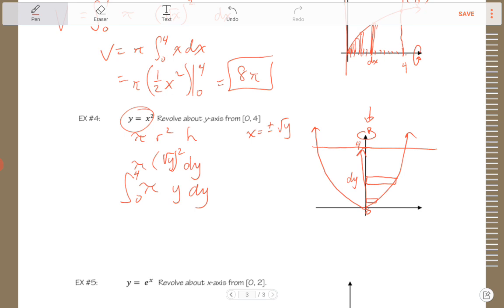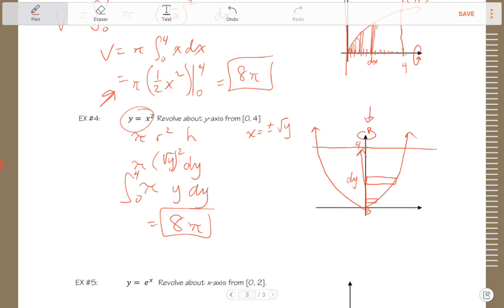We did that already, up here, right? That was pi integral from 0 to 4 of x dx. Does it matter whether it's x or y? No, you're still going to be doing the same thing. You're going to integrate it, but rather than x, you have y. So we can see that this answer is just going to be 8 pi, not 8y. 8 pi. Okay, there we go. So same volume.